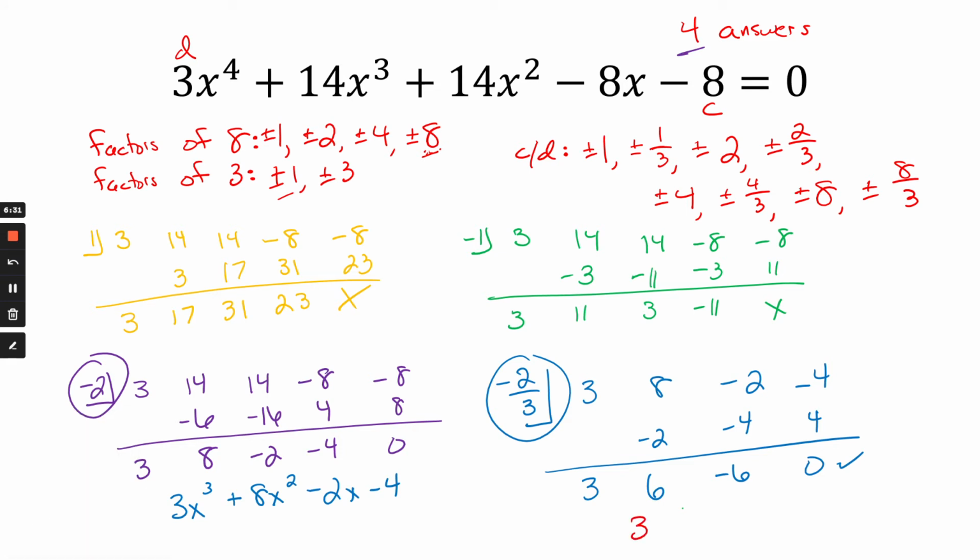And then we've got 3x squared plus 6x minus 6. All right, this is awesome because now I'm at a quadratic. I'm at 3x squared. And quadratics are super easy to solve. All right, so I'm going to go to my next slide just because I need a little bit more room. Again, I'm looking for 4 solutions.